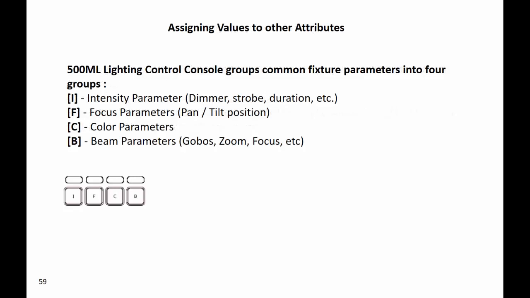So assigning values to other attributes. The 500 ml lighting control console groups common fixture parameters into 4 attribute families. Intensity for dimmer, strobe, duration, etc. F for focus parameters, this would be pan and tilt options. C for color parameters, RGB, CMY, color wheels, CTO, etc. Or B, beam parameters. This is going to be everything that affects the beam. So all gobo parameters, zoom, iris, focus, shutters, prism, and etc.